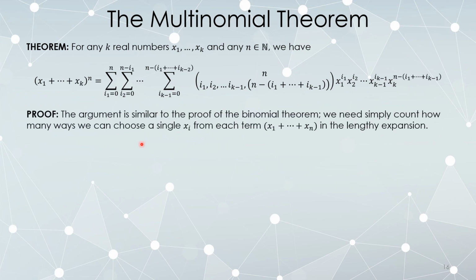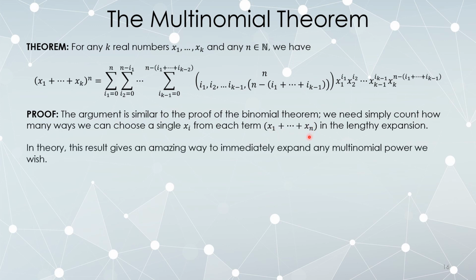Okay, the argument is basically similar to the proof of the binomial theorem. We just need to count how many ways can a single xi be chosen from multiplying together all of these things. In theory, what we now have is an amazing formula that allows us to expand these out quite quickly. In practice, it's very, very specialized. This formula and these multinomial coefficients are pretty unpleasant to work with. So outside of very specialized situations, you really hardly ever see this formula used. The binomial theorem is used a lot. This multinomial theorem actually very rarely comes up outside of specialized combinatorics.